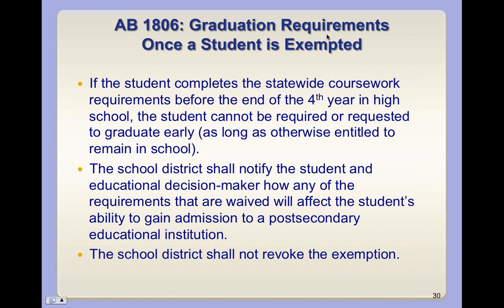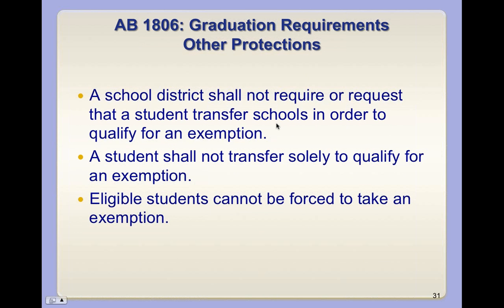The school district, as I mentioned, shall notify the student about how the AB 1806 diploma might affect the student's ability to get admission to a post-secondary. And the school district should not revoke the exemption. So once the exemption is granted and that student is doing AB 1806, it's not something that later can be revoked. And last, other catch-all protections here, I think these are kind of obvious.